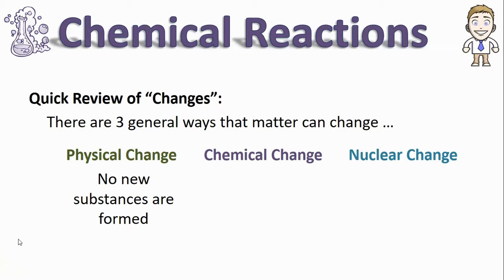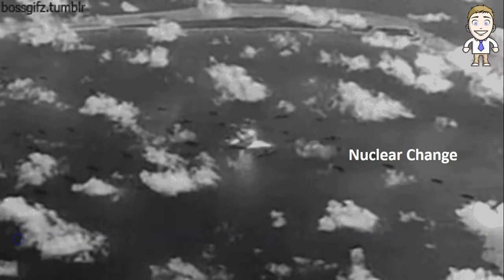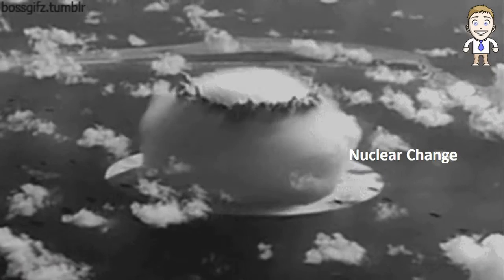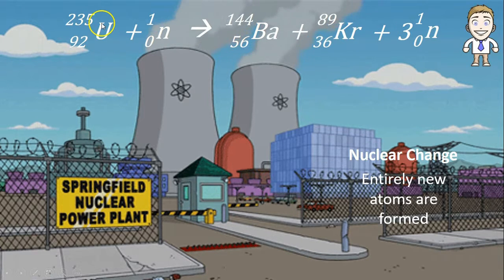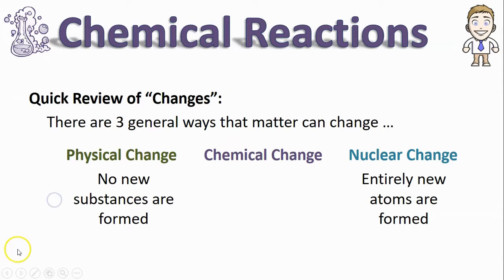Now let's jump over to the other end of the spectrum with some nuclear changes. This is things like maybe atomic explosions, or on a smaller scale, what happens inside of nuclear reactors. In these types of changes, you've got entirely new atoms being formed. A common reaction that takes place in nuclear reactors is uranium-235 that splits into barium and krypton.